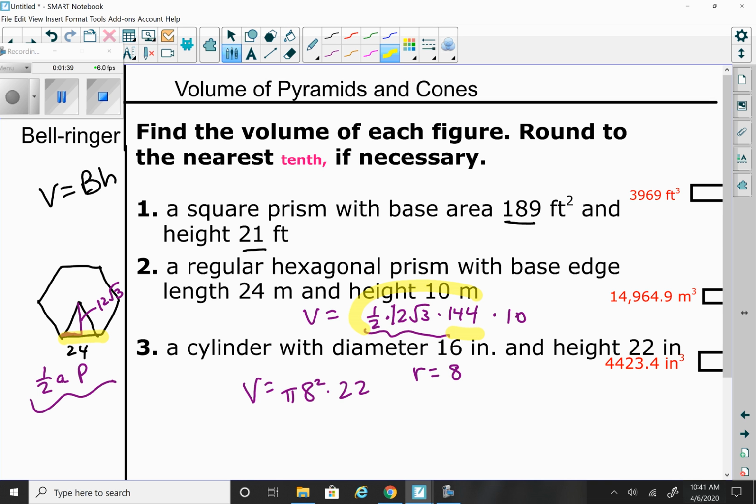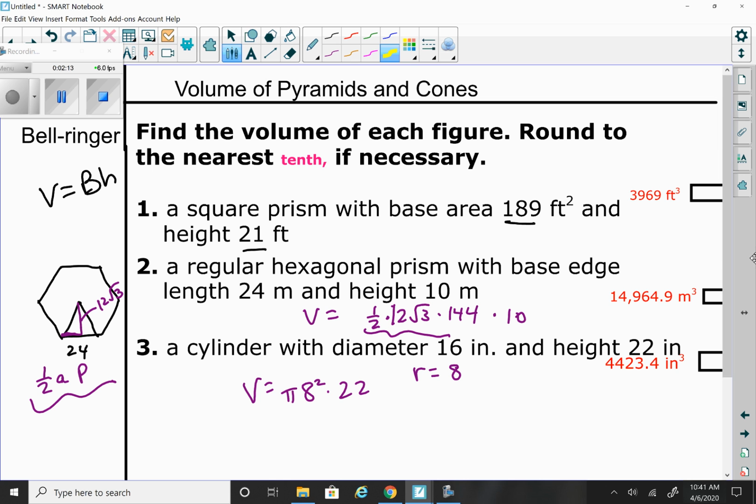So this part represents the area of our hexagon, and then when we multiply it by the height of the prism, that gives us our total volume for the hexagonal prism, 14,964.9. And then number three, we have a cylinder with a diameter of 16 and a height of 22. Again, if the diameter is 16, we know the radius is 8. The base is a circle, pi r squared, and then multiply that by the height. So that's how you get 4,423.4. So again, those were just practice of our previous lesson on volume.